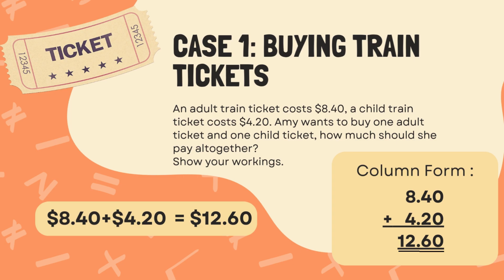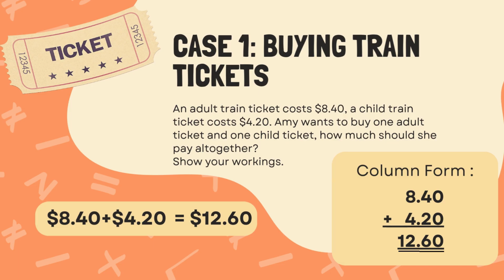So first, an adult train ticket costs $8.40. Amy wants to buy one adult ticket, and also a child train ticket costs $4.20. So, Amy wants to buy one adult ticket, which is worth $8.40, with one child ticket worth $4.20. So basically it means 8.40 plus 4.20. And let's write it out in column form first.